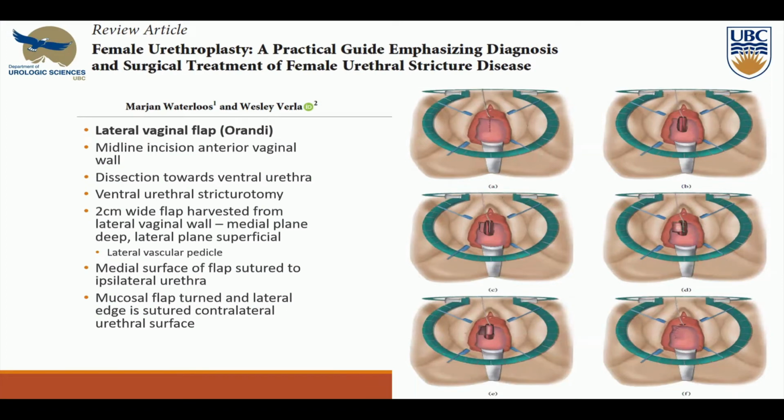There's a lateral vaginal flap, or the Orandi technique, which is very similar to in men. You're using a longitudinal type flap. And so really for this flap, you're making a ventral stricturotomy, and then you sew the edges of the flap so that the ipsilateral side of the urethra gets sewn to the flap, and then you roll the flap over and cover over the defect of the urethra and sew the remaining edge there.